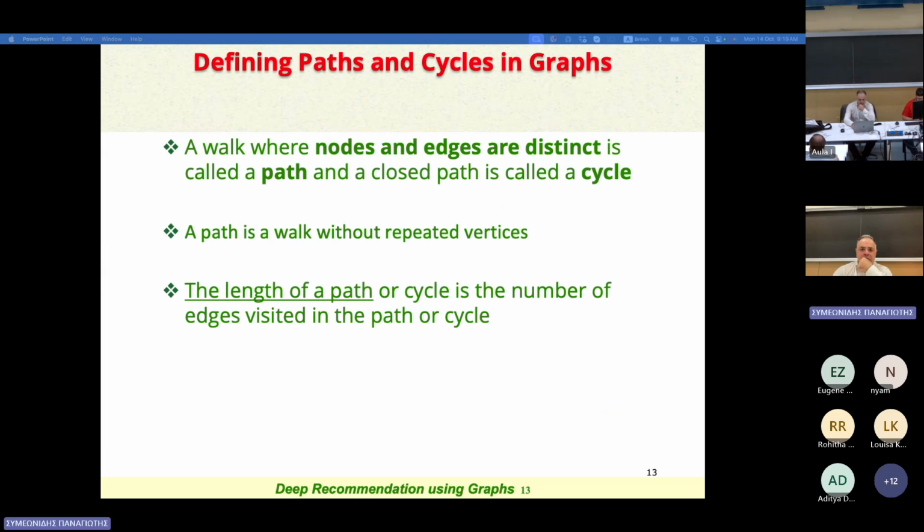So a path, what is a path? A path is a walk where nodes and edges are distinct. Okay, so this is a path. The nodes and the edges are distinct, so you visit them just once. And when we have a closed path, then this is denoted as a cycle. Okay, so when you visit a node a second time, then this is a cycle. This is a closed path.